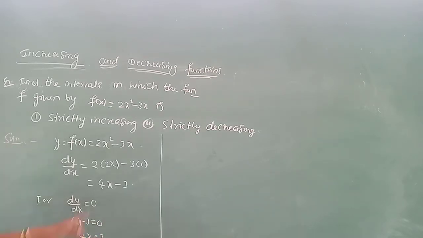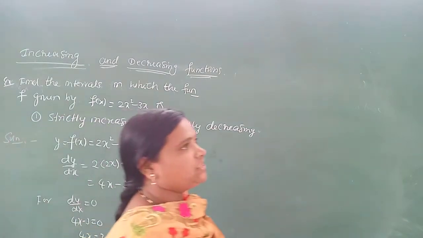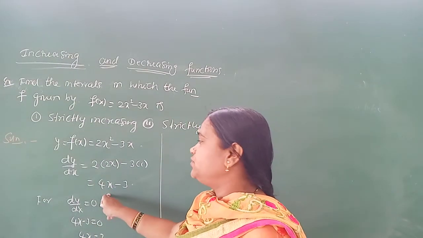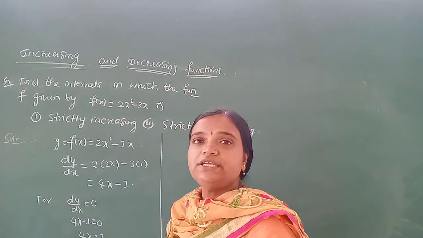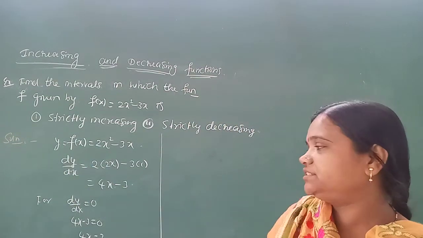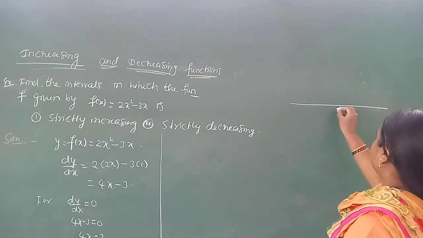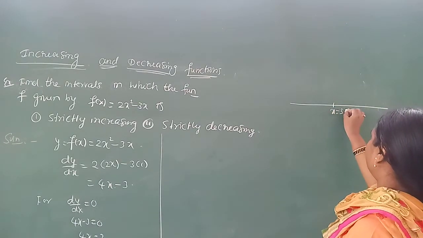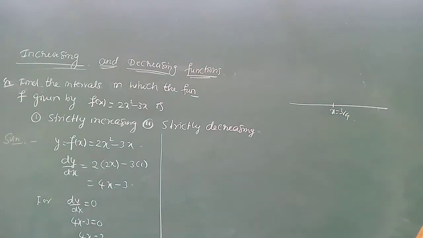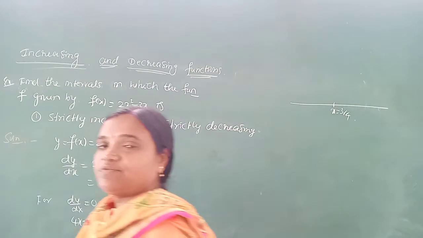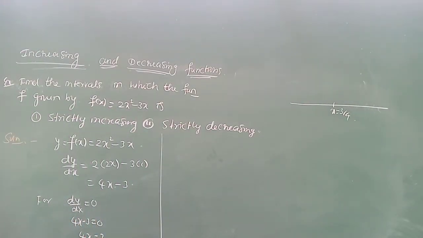Means if we substitute x is 3 by 4, we will get dy by dx equal to 0. Means we get the critical point. After knowing that, see, at x equal to 3 by 4, this is a critical point. Okay. Now we can calculate where the function increases or decreases.